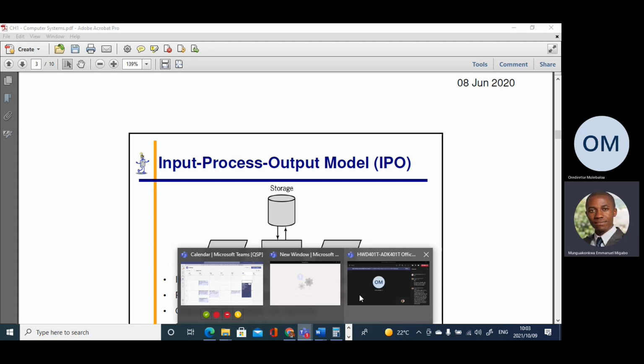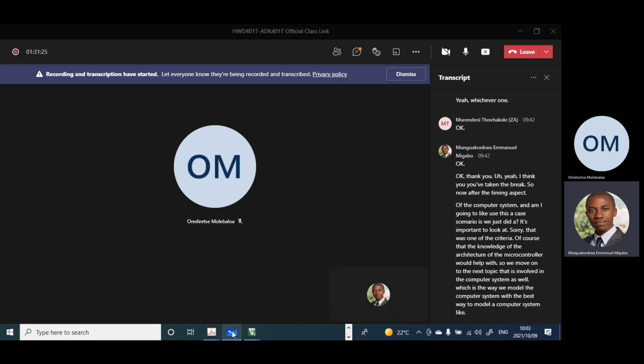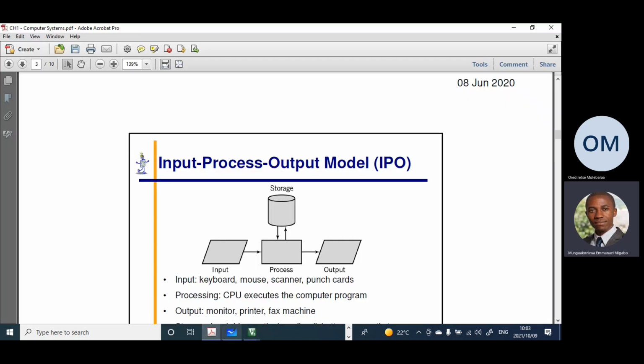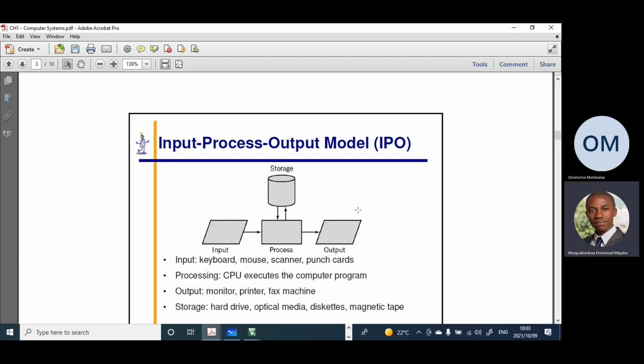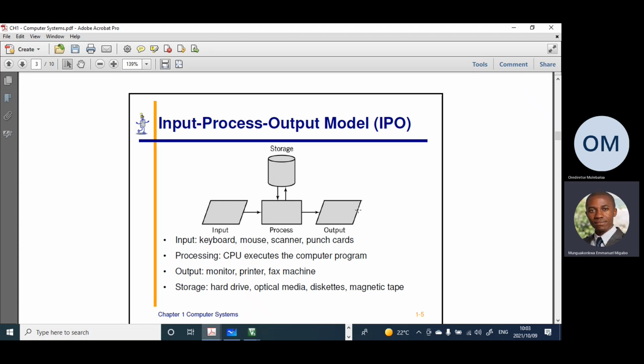The best way to model a computer system, which is also applicable to many other systems, is what we call the IPO model: input, process, output model. That's exactly how a computer system works. But what does this model consist of? We have the input subsystem, which is made up of anything that is dedicated to bringing data into the computer. From a personal computer point of view, this will be your keyboard, mouse, scanner, punch cards, etc., and any form of sensing mechanism, fingerprint reader, card readers, etc.